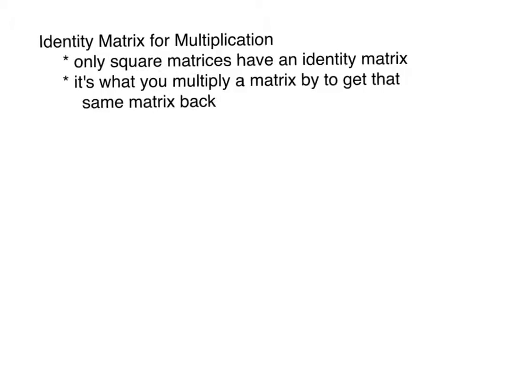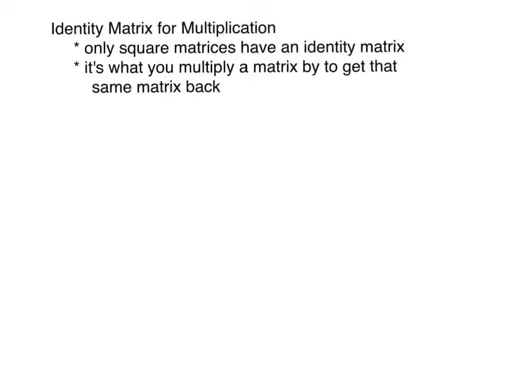All right, now for the identity matrix for multiplication. Only square matrices have an identity matrix. If it's not square, there is no identity. It's what you multiply a matrix by to get that matrix back.